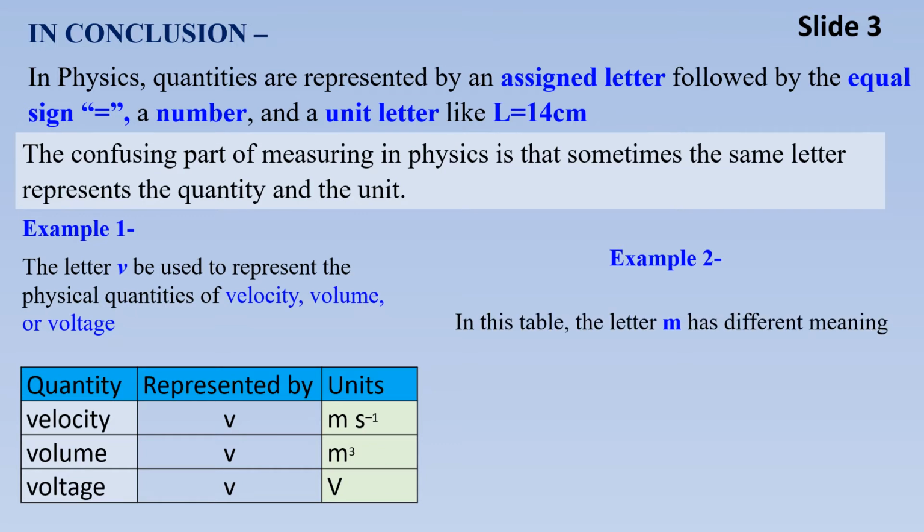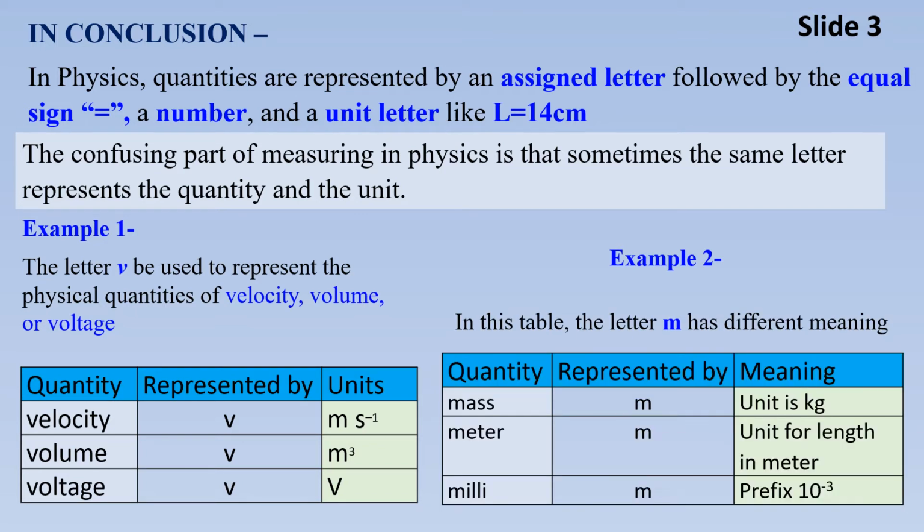Another example. In this table, the letter M has different meanings. For example, quantity, here we have mass, that is represented by the letter M, and the unit is kilograms. The meter, also represented by the letter M, but now M is the unit for length in meters. Now milli, which is a prefix, is also represented by the letter M, and indicates a multiplier, which is 10 to the negative 3.